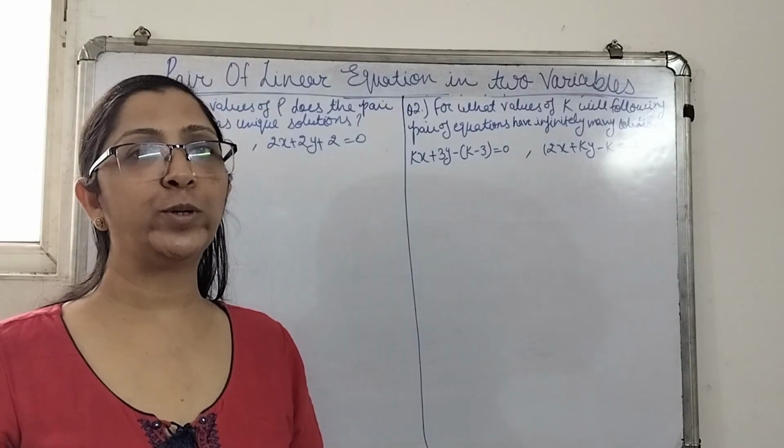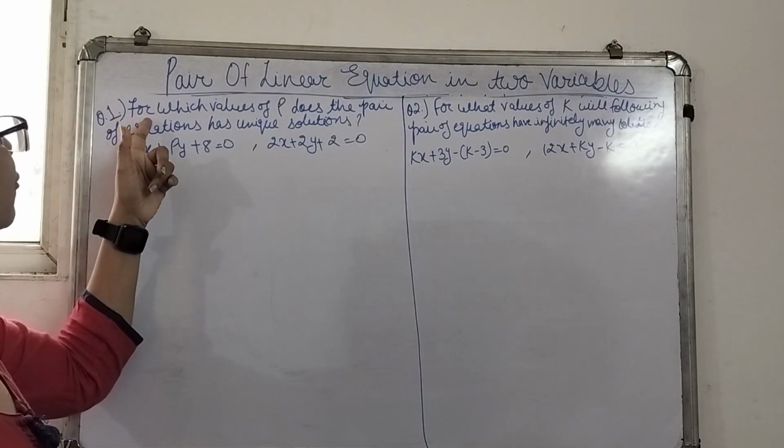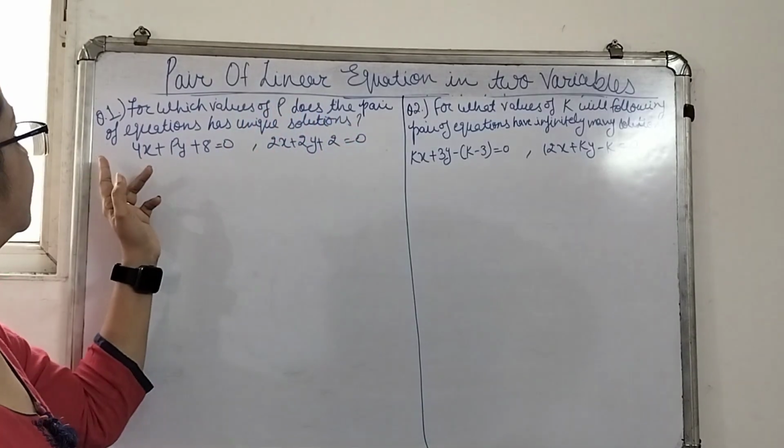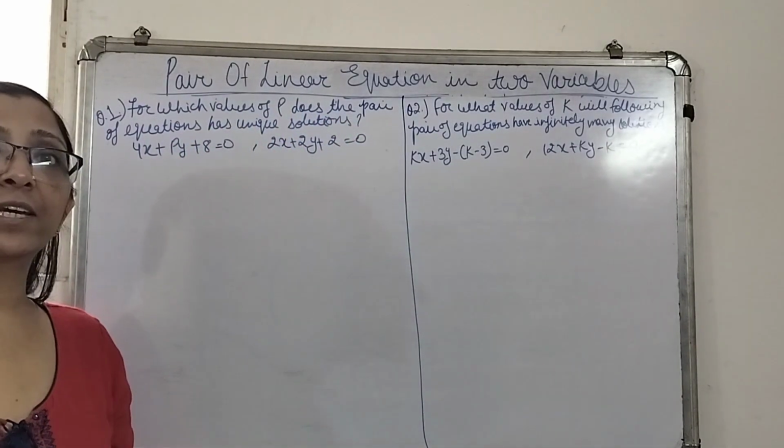Now let's see a few questions related to it. The first question is, for which values of p does the pair of equations have a unique solution? Here the pair of equations is given to us.